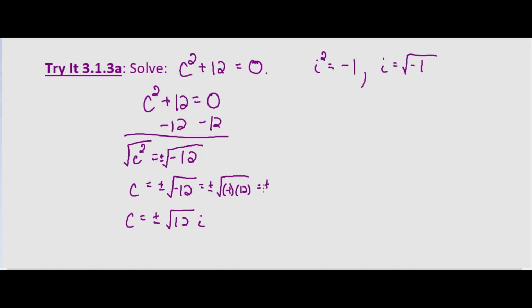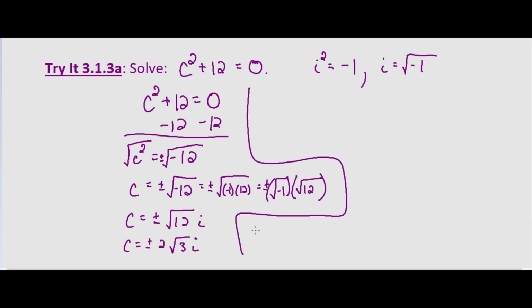Because this equals plus or minus square root of -1 times the square root of 12, just like we can always do using the properties of radicals. Now this will simplify because 12 has a factor of 4, which is a perfect square. If we factor out that 4, that becomes 4 times 3. Square root of 4 is 2. So plus or minus 2 times the square root of 3 i.